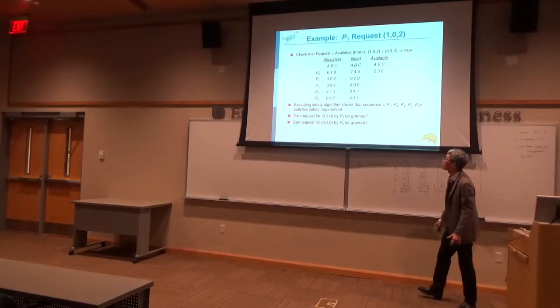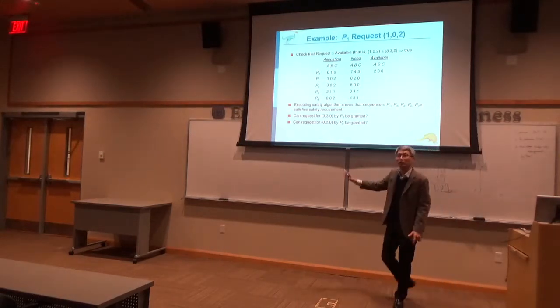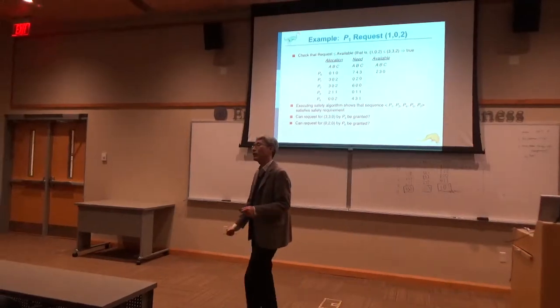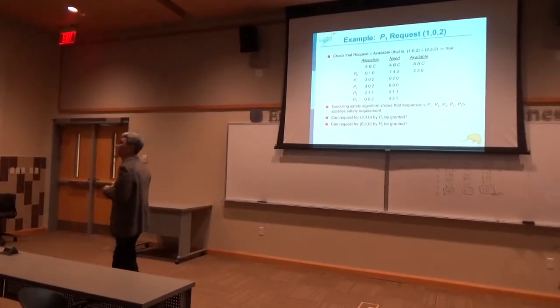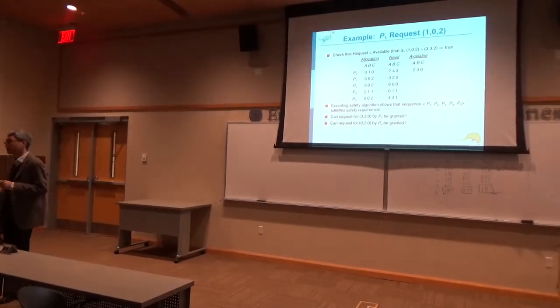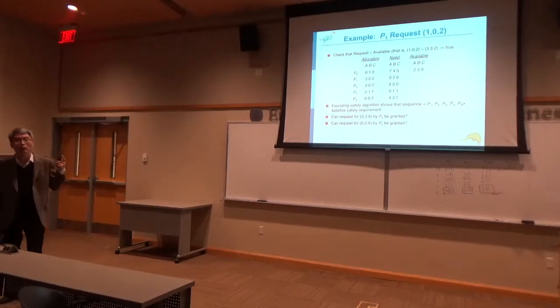Similarly, for 020 we can check such a thing. So that is the deadlock prevention. We can prevent the deadlock. Okay. Any question? This is your homework. Okay.